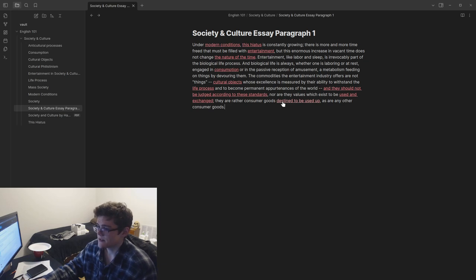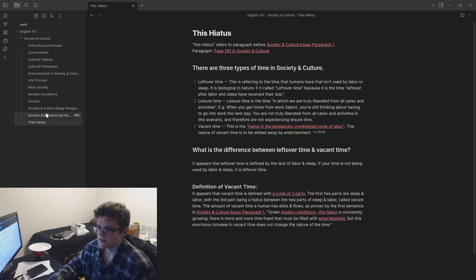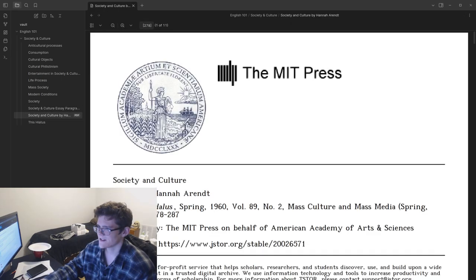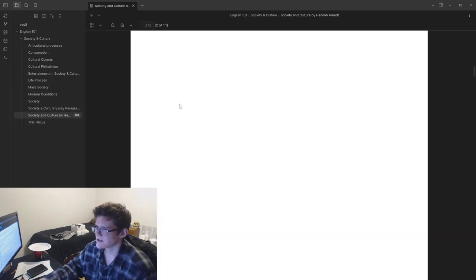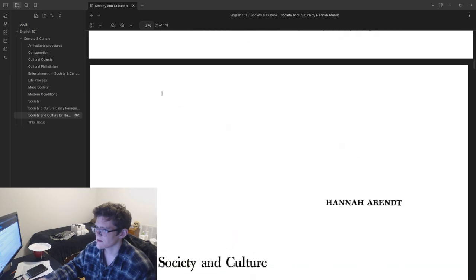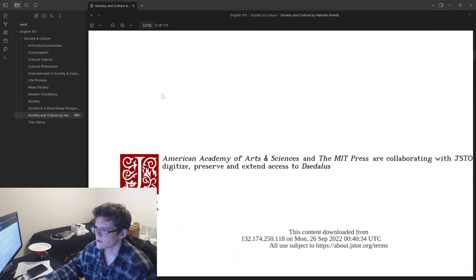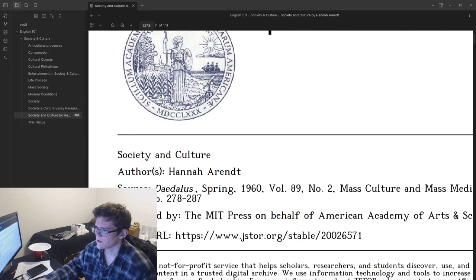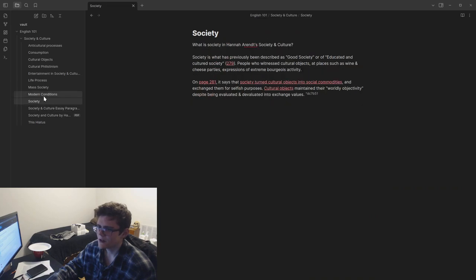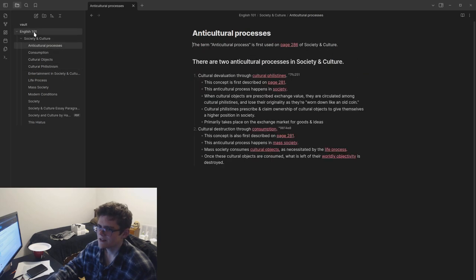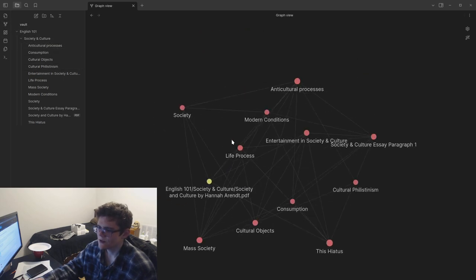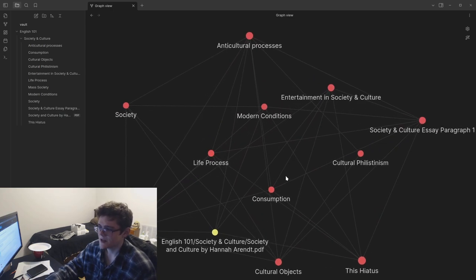They are rather consumer goods destined to be used up. So then you have this, right? And so all this links together. I also have the PDF here. All this links together. Can I actually show this? Hold on. We're good. Okay, cool. And we have all this stuff, and it's cool because it's all linked, right? Because it's linked together in the tree view, and you can see the links. There's actually a little animation you can watch.